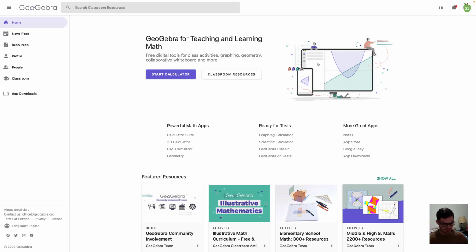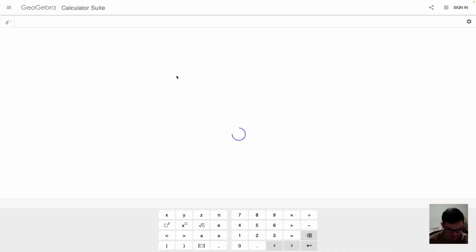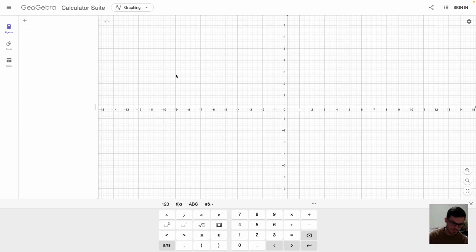Okay, so today we're going to talk about the law of one price and what it means for us. So here I am, just in GeoGebra. I'm gonna go ahead and click Start Calculator, as we do.